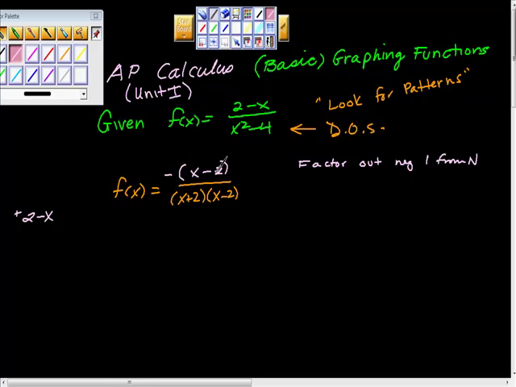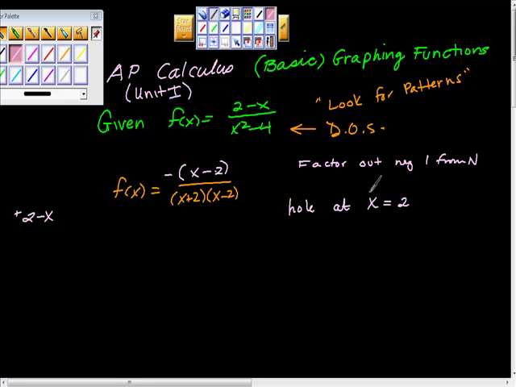Well, look what it does. It gives us, right here, a removable discontinuity, doesn't it? That is to say, there's a hole in this function. So the first thing I'm going to do is make a note and say there's a hole at x equals 2. Right, there's a hole at x equals 2.